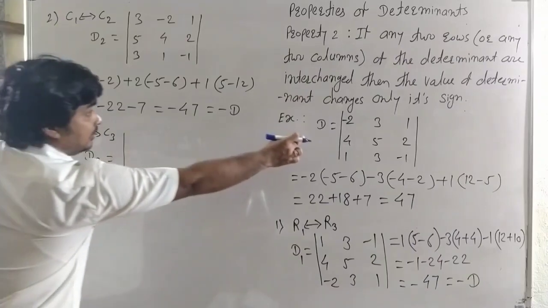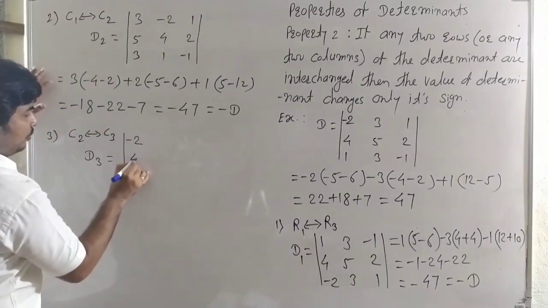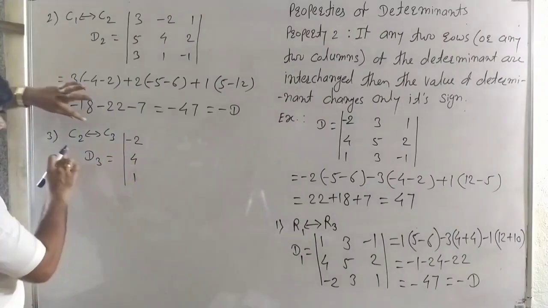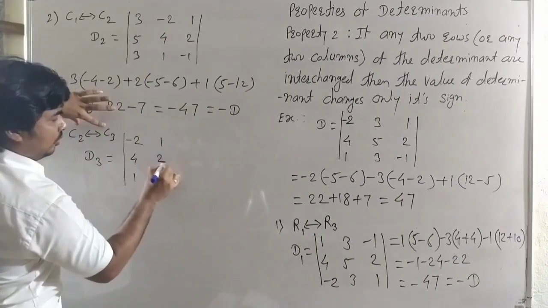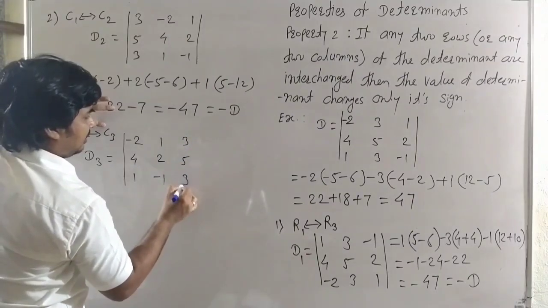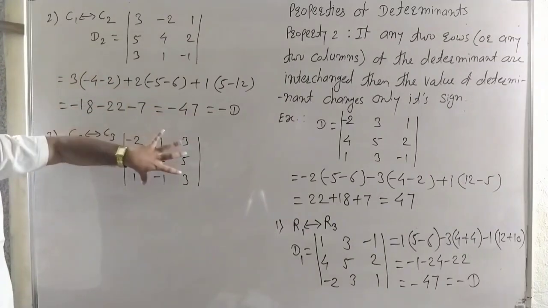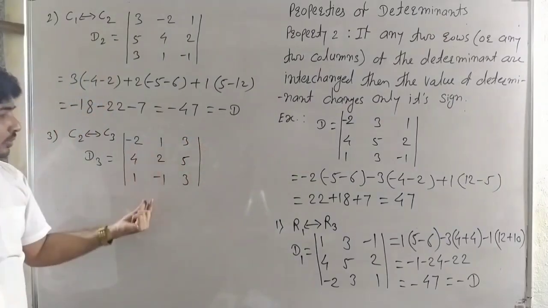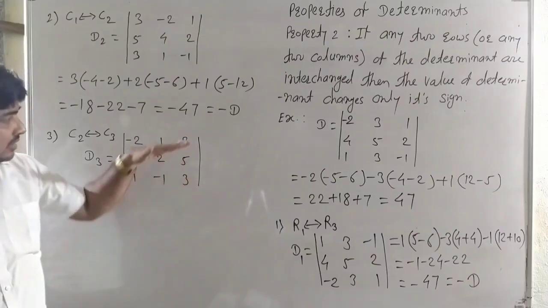The original determinant is minus 2, 4, 1, with the first column as it is, and we interchange the second and third. Therefore 1, 2 and minus 1, 3, 5 and 3. Here we interchange the second and third column. Then the value of this determinant is the interchange of the original, so the value of this determinant is minus 47.